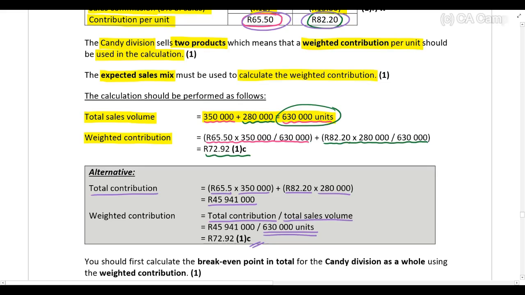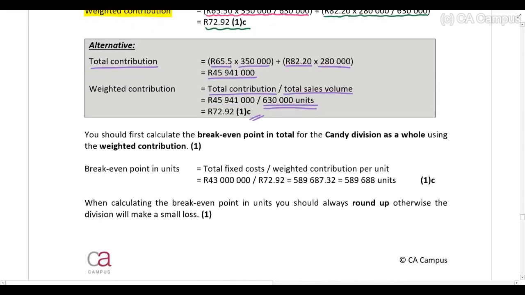Then explain what we do next in the calculation. First, we need to calculate the break-even point in total for the candy division as a whole using the weighted contribution. So we take the total fixed cost that we calculated previously, we divide by the weighted contribution per unit that we also calculated previously, and that will give us the break-even point for the candy division as a whole.